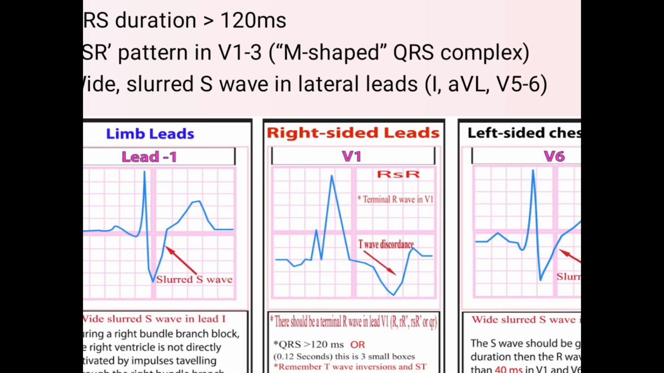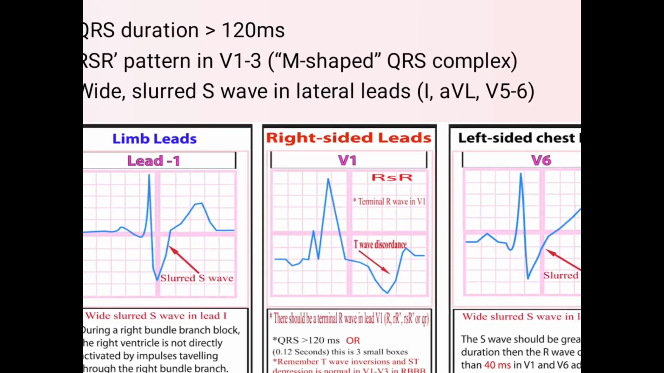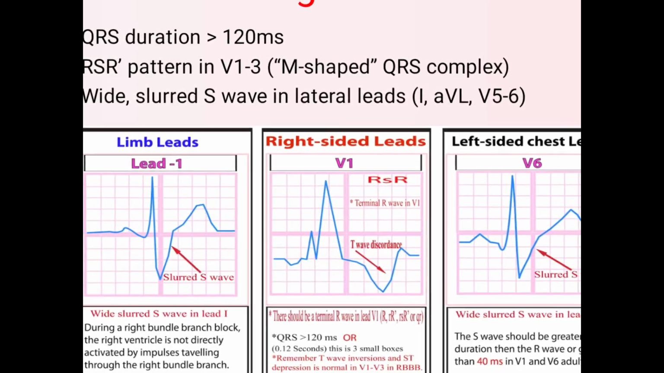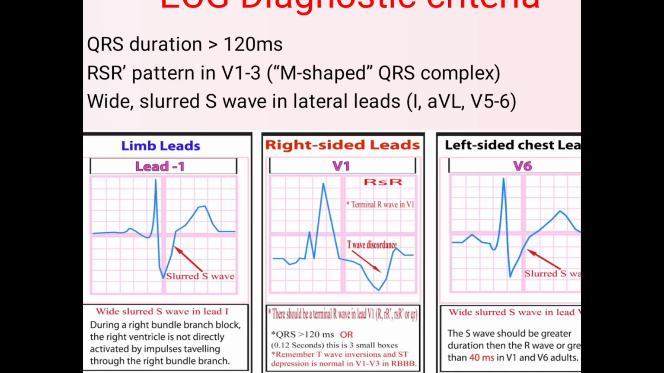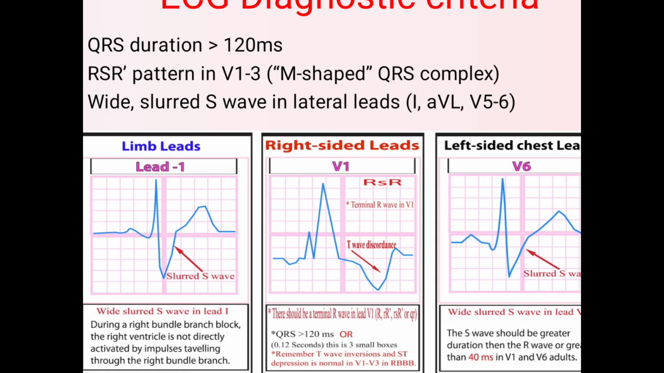During right bundle branch block, the right ventricle is not directly activated by impulse traveling through the right bundle branch. In chest lead V1 we get an RSR' pattern and its duration is usually more than 120 milliseconds, or we can say more than 3 small boxes.